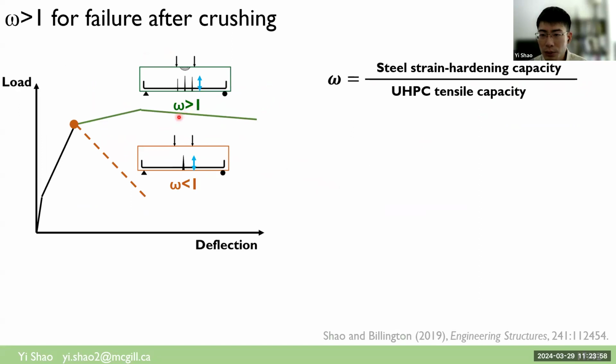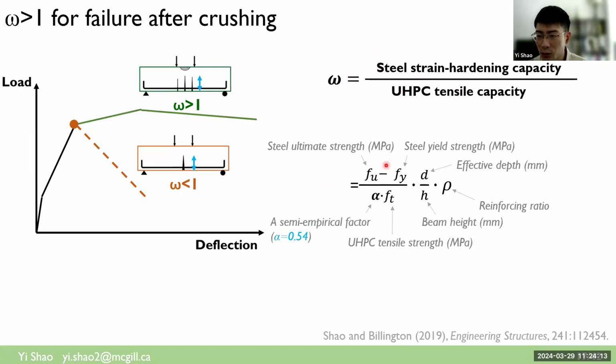And then, to predict which failure path UHPC will follow, we propose a ratio called omega, which is a ratio of steel post-yield strain hardening capacity and the UHPC tensile capacity. So it's relevant to the steel ultimate strength minus the steel yield strength, which is the post-yielding hardening strength of our steel rebar. It's relevant to the reinforcing ratio and relevant to the UHPC tensile strength at the bottom.